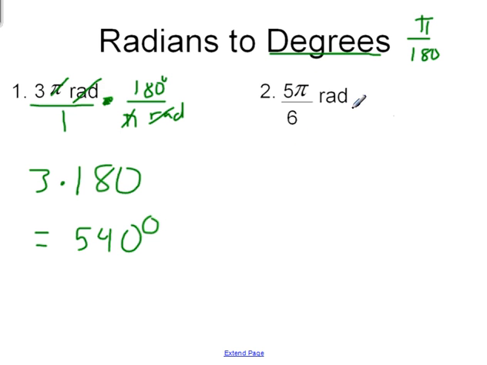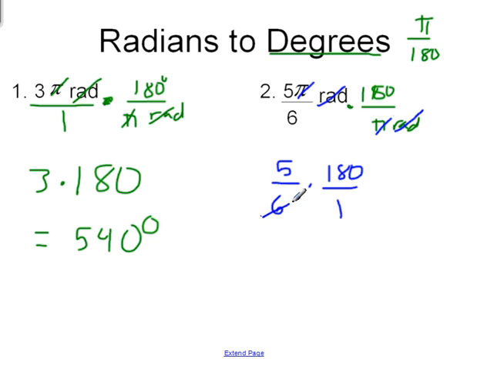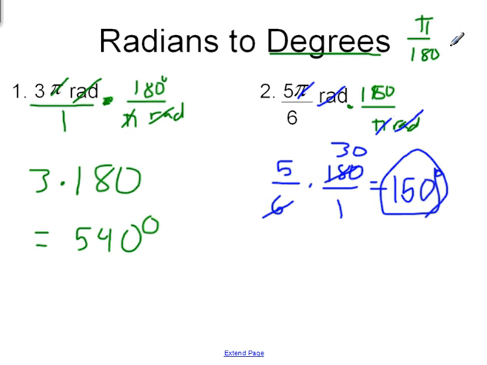Alright, this guy here, once again we're multiplying it by 180 over pi radians. So here, radians cancel, pi's cancel. You have 5 over 6 times 180. 6 goes into 180 30 times. So you get 150. So not so bad. The hard part is just determining which one of these is on the top and which one's on the bottom.